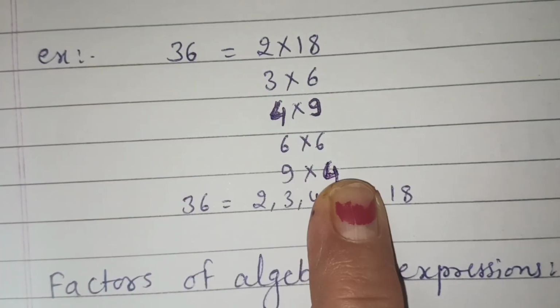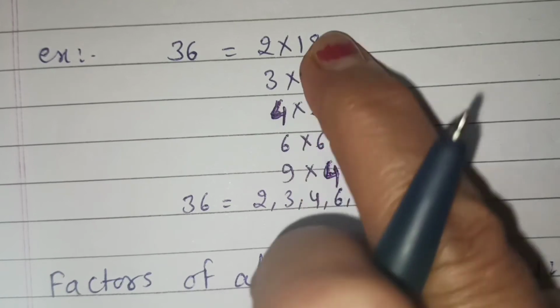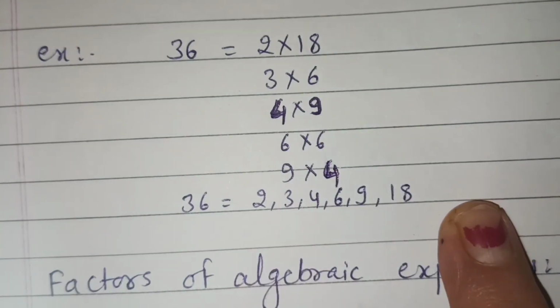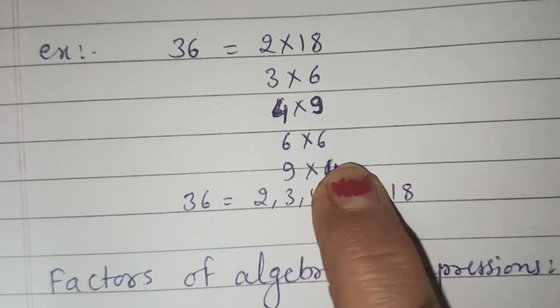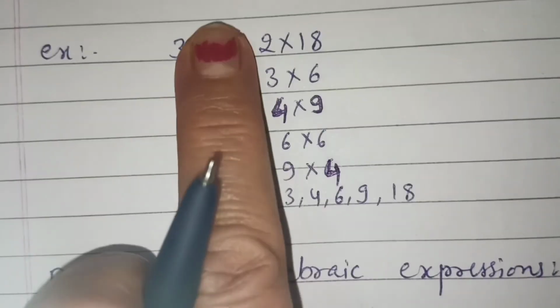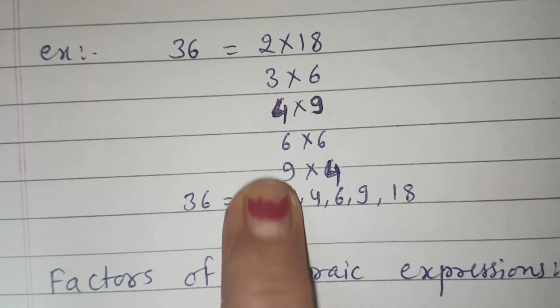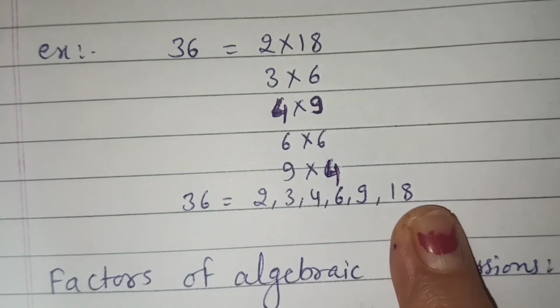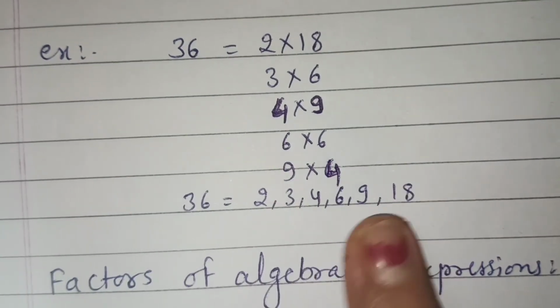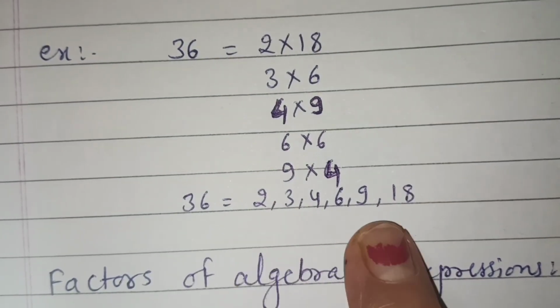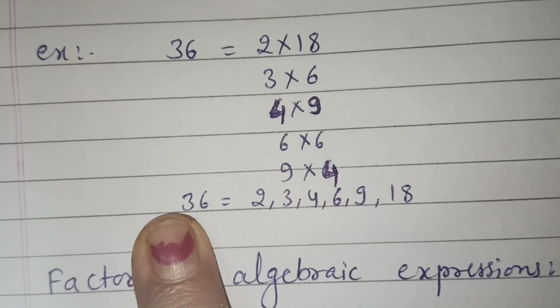Don't repeat the numbers 2, 3, 4, 6, 9 and 18. These numbers are repeated here, so we will not take the same number again and again. And the factors are 2, 3, 4, 6, 9 and 18. These are the factors of 36. These numbers are called factors. In the tables of 2, 3, 4, 6, 9 and 18, 36 will come.